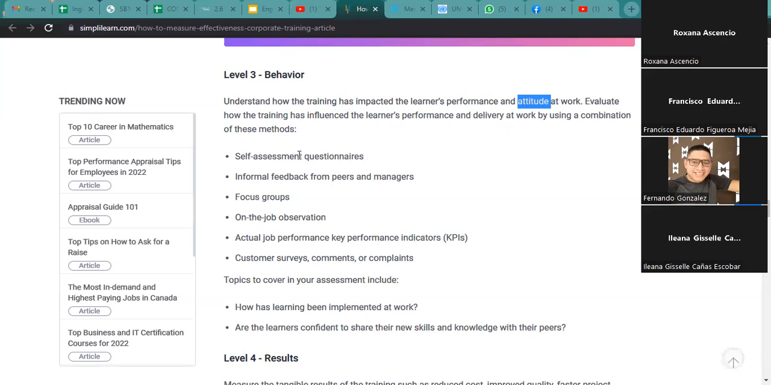And what is self-assessment? Something that you do for yourself. Exactly. So it's when you evaluate yourself, right? About, of course, the training. I mean, am I able to do this? Did I learn this? Is this clear? Something like that.